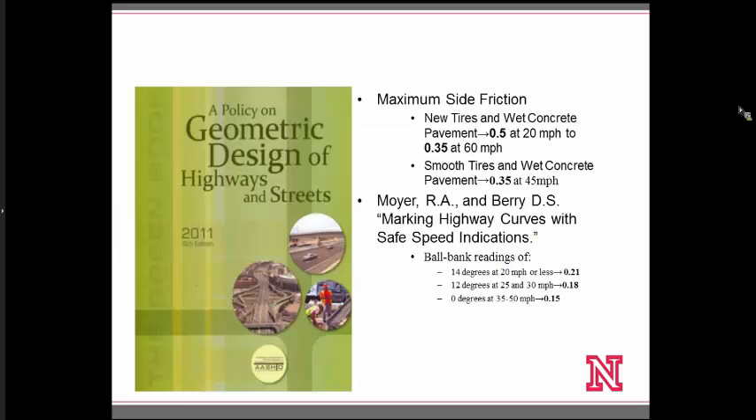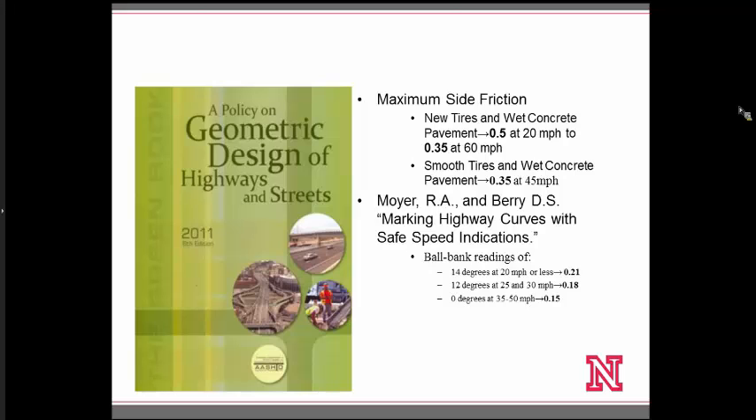Based on your Green Book of 2011, maximum side friction factors that you can get under wet conditions for new tires is 0.5 at 20 miles per hour and 0.35 at 60 miles per hour. For smooth tires under also wet conditions, you can get 0.35 at 45 miles per hour. So like I said, these are maximum, these are not comfort.